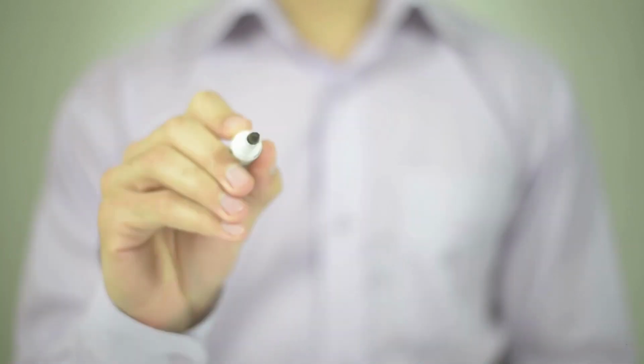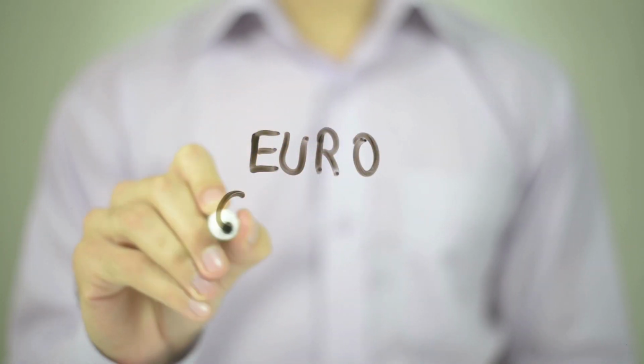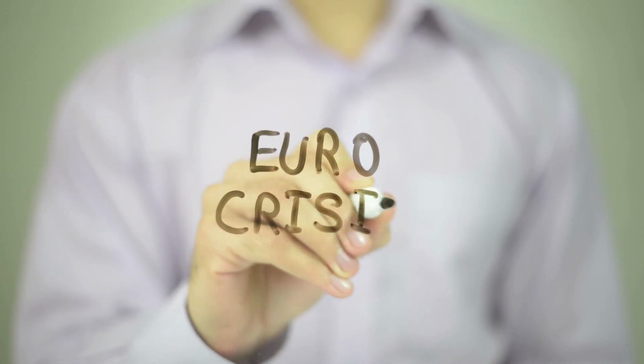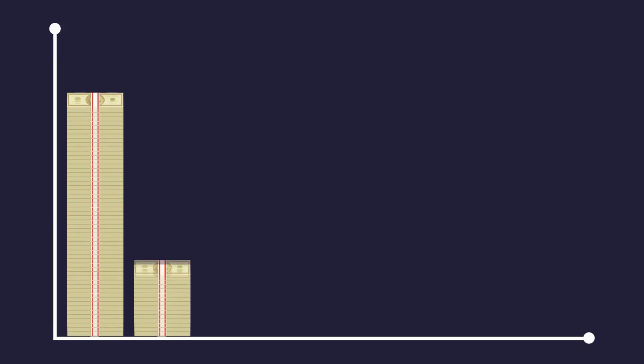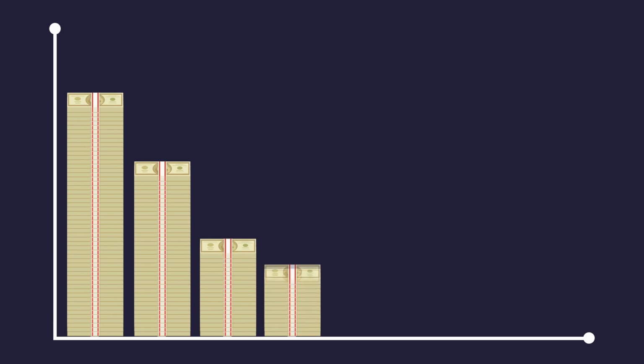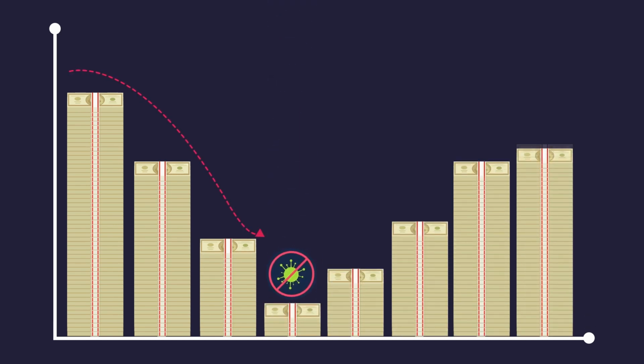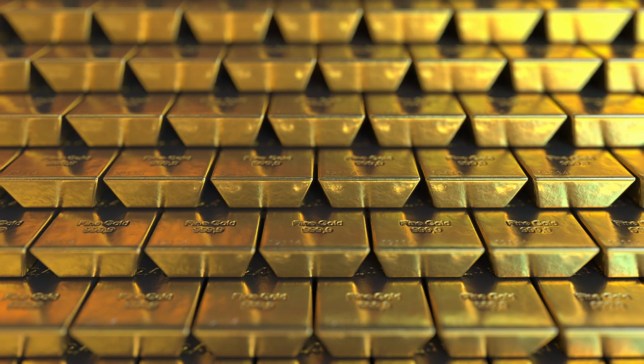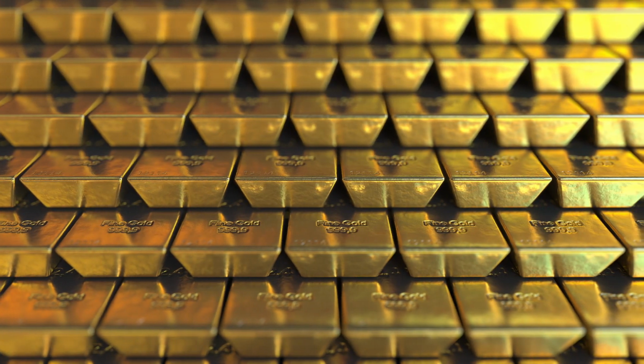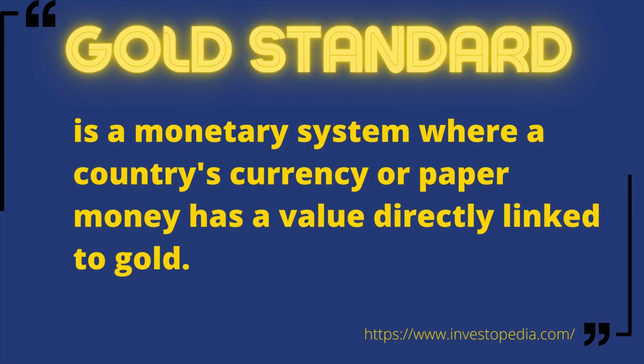There are many reasons behind financial crisis. For us, it is only necessary to remember that money has always found value again after every crisis. There is only one thing that money does not forgive us from doing in history. To understand this mistake, we have to define the term gold standard. Gold standard is a monetary system where a country's currency or paper money has a value directly linked to gold.